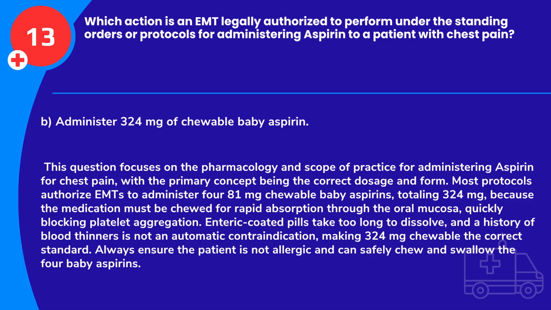Answer: B. Administer 324 milligrams of chewable baby aspirin. This question focuses on the pharmacology and scope of practice for administering aspirin for chest pain, with the primary concept being the correct dosage and form. Most protocols authorize EMTs to administer four 81 milligram chewable baby aspirins, totaling 324 milligrams, because the medication must be chewed for rapid absorption through the oral mucosa, quickly blocking platelet aggregation.